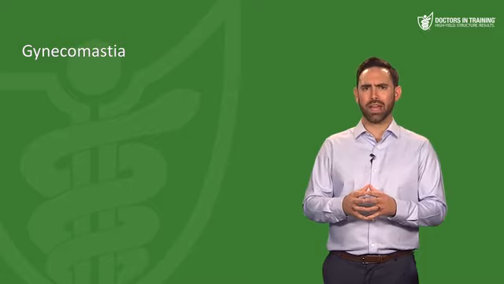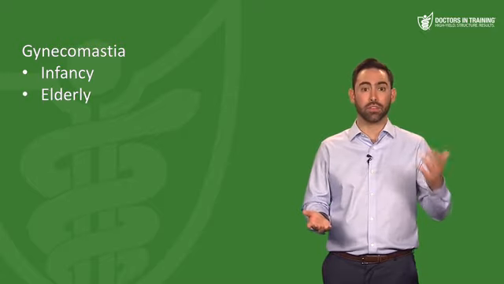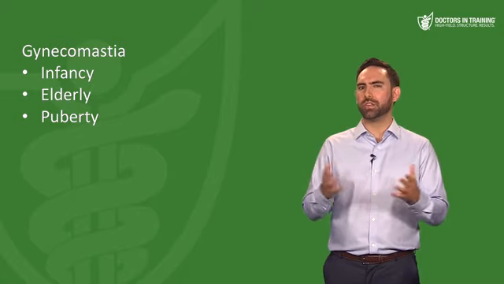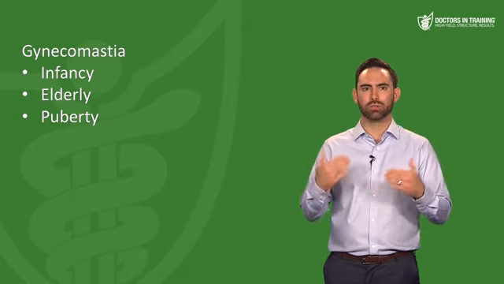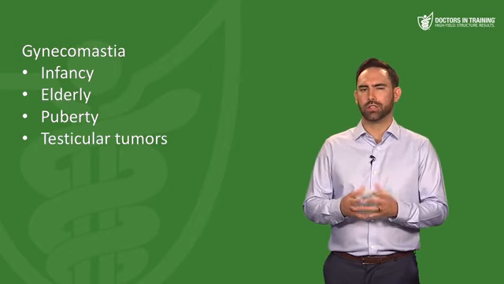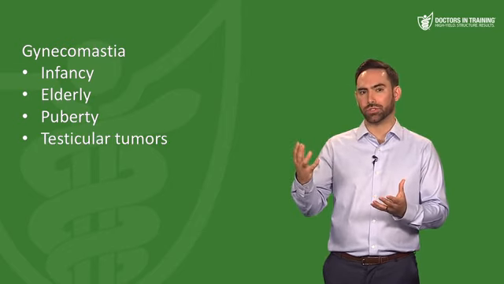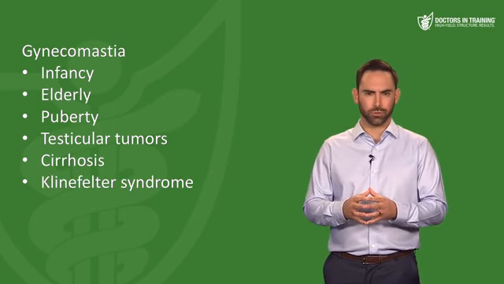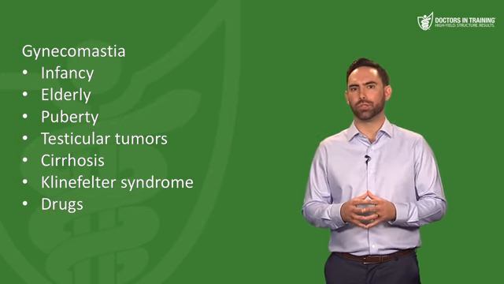Let's briefly discuss gynecomastia, which is the development of breast tissue in men. A lot of different things can cause gynecomastia, especially things that result in high estrogen levels. You can see gynecomastia in infancy and in the elderly, and especially in puberty, when up to 70% of adolescent boys can have some transient gynecomastia. Testicular tumors can raise estrogen levels, and so can cirrhosis. And you can see gynecomastia in Klinefelter syndrome, and also from a bunch of different drugs.